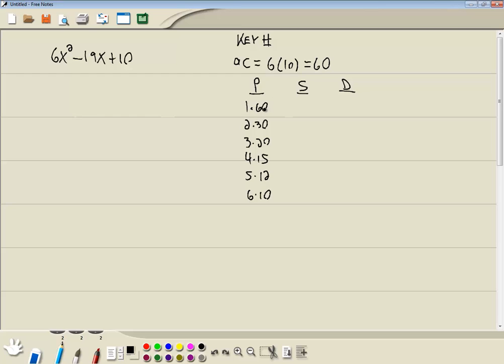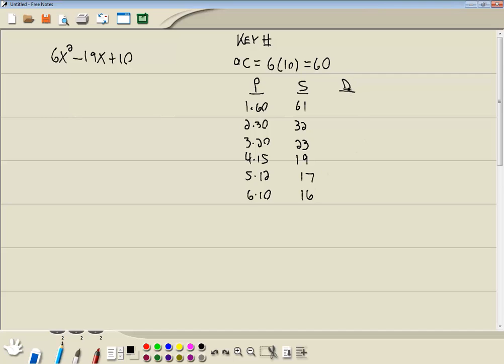If you have any trouble coming up with these, you just put them in your calculator. 60 divided by 1 is 60, 60 divided by 2 is 30, 60 divided by 3 is 20, 60 divided by 4 is 15. Once you get down to something like 7, 60 divided by 7 gives you decimals. When you get decimals, it doesn't divide evenly. Now in the s column, we're going to add these numbers together. So 1 plus 60 is 61, 2 plus 30 is 32, 3 plus 20 is 23, 4 plus 15 is 19, 5 plus 12 is 17, 6 plus 10 is 16.